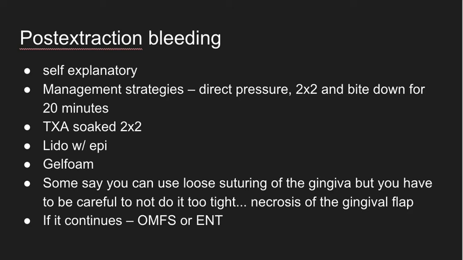Post-extraction bleeding, this is self-explanatory what it is. Management, you can put direct pressure by having them bite down on a 2x2. You can also soak that 2x2 in TXA. You can inject some Lido with epi. You can use gel foam. And then if you need, some say you can loosely suture the gingiva. But if you do it too tight, you can cause necrosis of the gingival flap. So very loose, kind of bringing the gingival flaps together. If it continues, you may need to call OMFS or ENT.